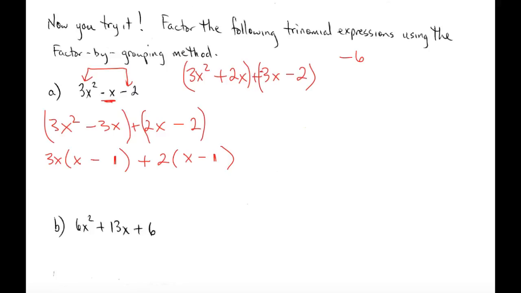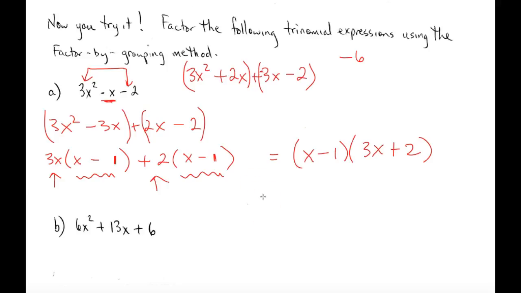So for here, now that we see that we have x minus 1 in common, if we pull out x minus 1, or factor it out rather, then what we have left in the first term is a positive 3x, and in the second term, a plus 2. And so that is how we would factor this particular expression via factor by grouping.